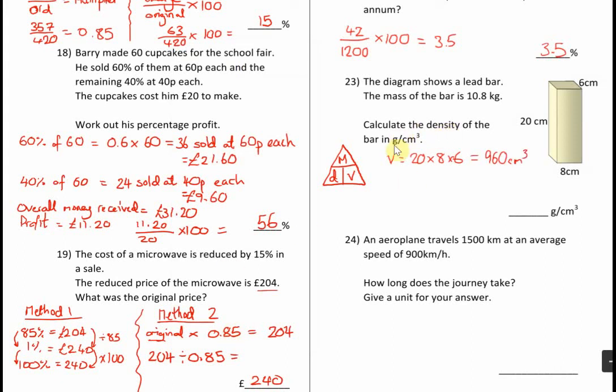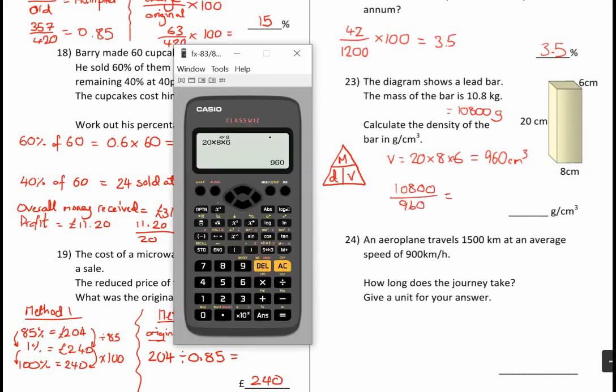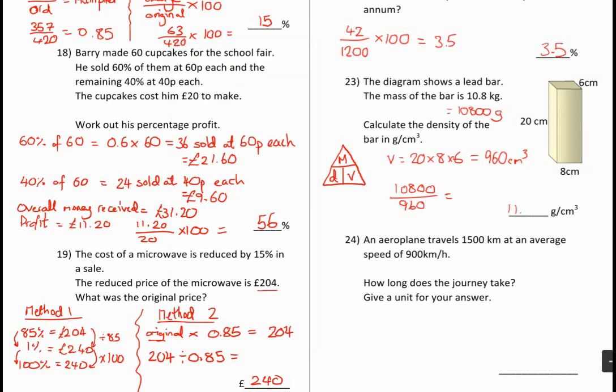Now this wants the density in grams per cubic centimeter. Here we've got kilograms, so we need to turn this into grams, and hopefully you know there are 1,000 grams in every kilogram, so that's how many grams this is. So we need to do the mass divided by the volume. Let's see what we get. 11.25.